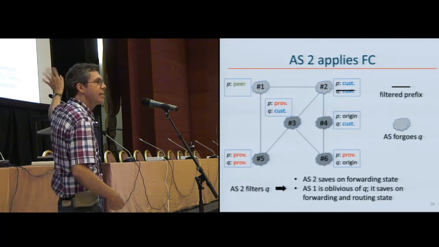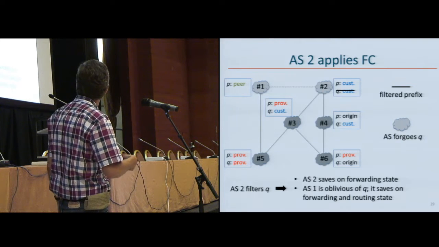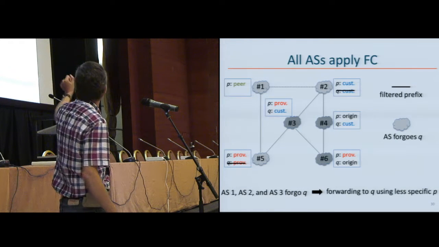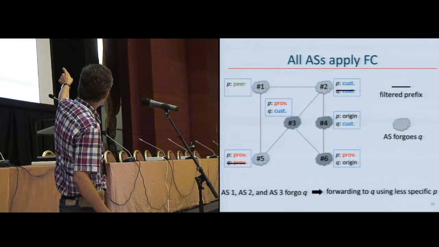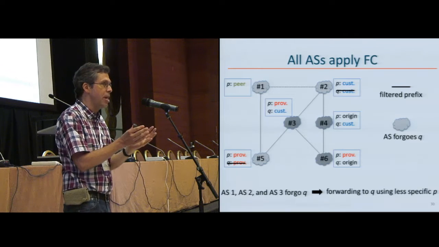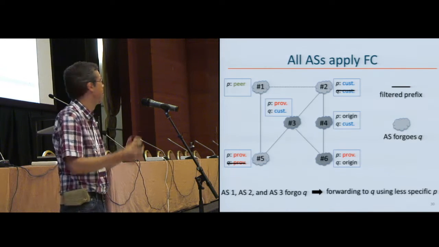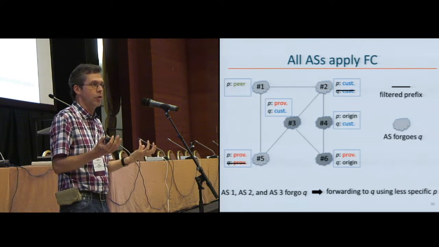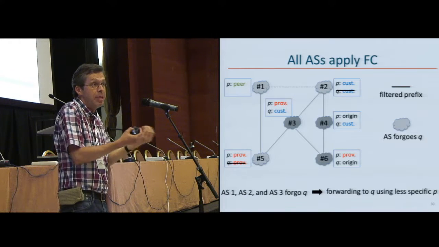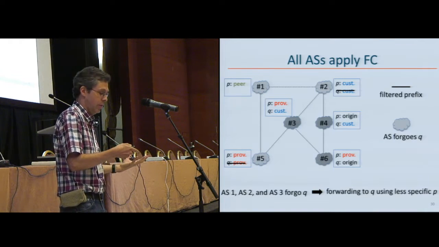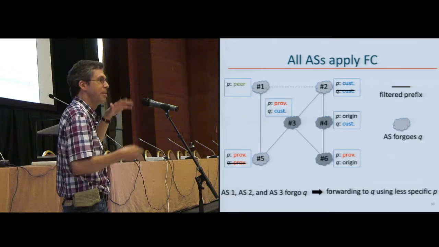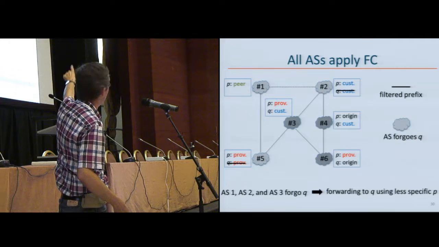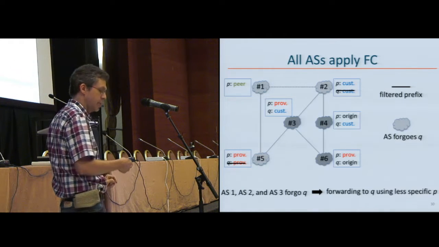Let's suppose that all ASs apply the filtering code. If all ASs apply the filtering code, then we arrive at this final state, in which you can see that AS3, 4, and 5 have detailed information about Q. But AS1, 2, and 5 only have coarse-grained information about Q. That coarse-grained information is prefix P, which is less specific. Another way of looking at this, going back to the global view, is that Q is propagated only to 3 and 4. It's not propagated further in the internet.